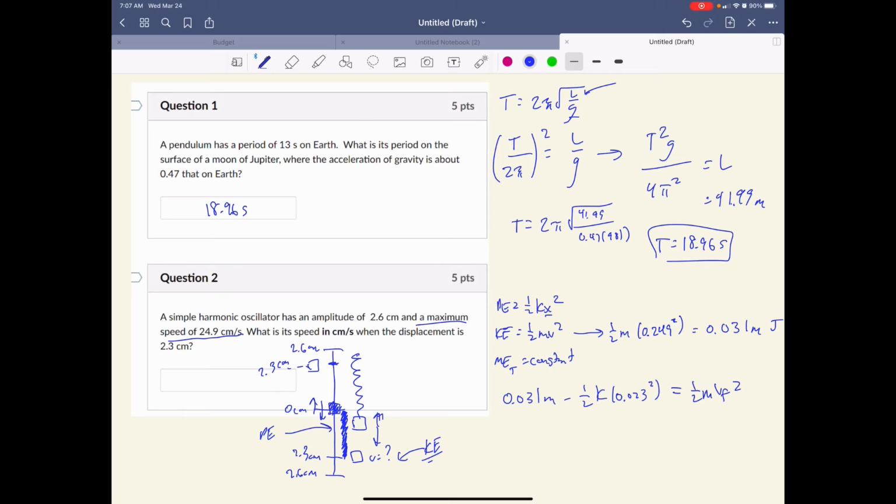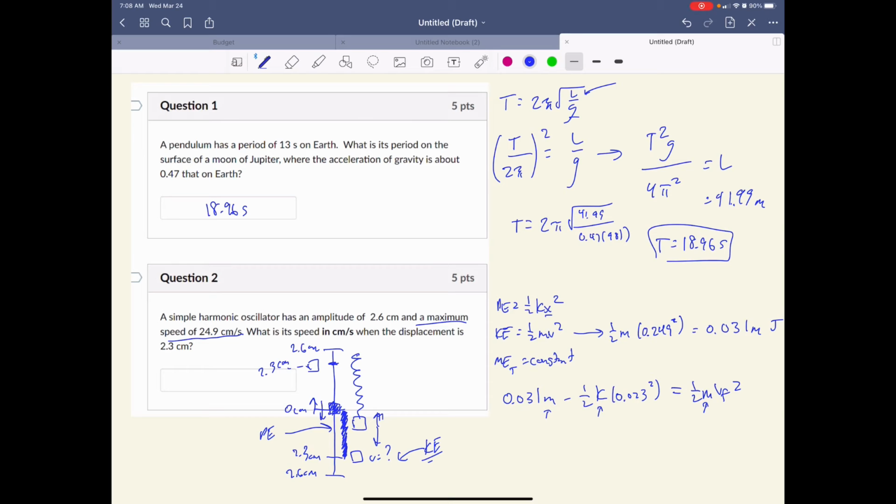Notice here that we have two unknowns. We have m and k. So at this point, this is kind of where you would stop and just think to yourself, is there any way that I can express either m in terms of k or k in terms of m? And if you can't, then you're stuck and you probably did the problem the wrong way.